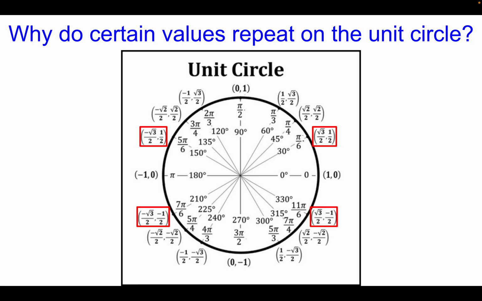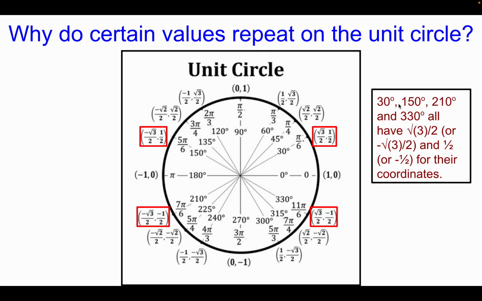Another set of values that we see repeating on the unit circle are square root of 3 over 2 and 1/2. And we can see them at 30 degrees, 150 degrees, 210 degrees, and 330 degrees. And for all those, the x value is either going to be square root of 3 over 2 or negative square root of 3 over 2. And the y value will be 1/2 or negative 1/2.